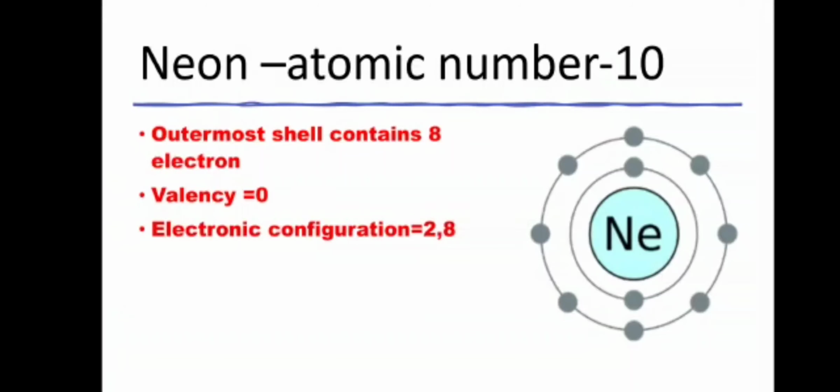Okay. Next example, you see neon. This has atomic number 10. Outermost shell contains 8 electrons. That means they are stable. No need of sharing, no need of gaining or losing. So they are stable. So valency is 0. So what is the electronic configuration? K shell has 2 electrons. Next, L shell contains 8 electrons. So 2, 8. So 8 electrons in the shell means their valency is 0.